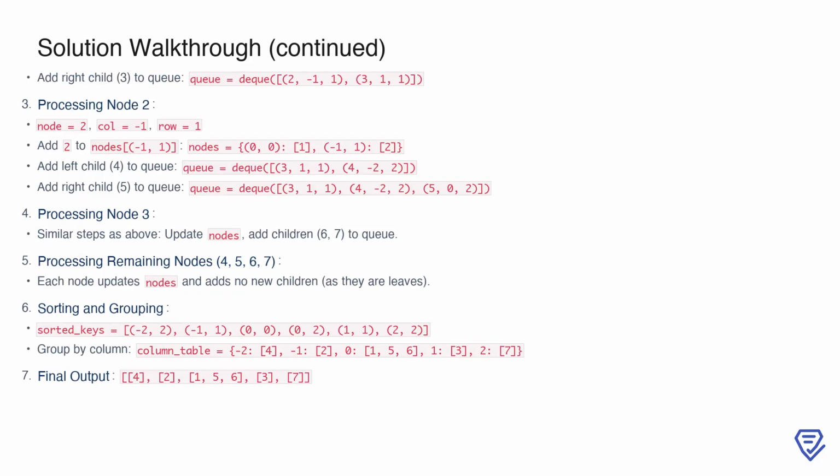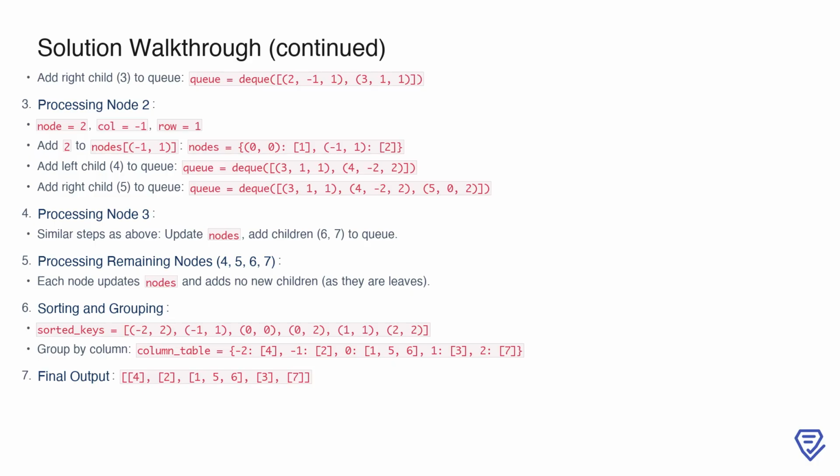After processing node 1, we move to node 2. Since it is at column -1 and row 1, we add its value to the nodes dictionary under the key -1, 1. We then enqueue its left child, node 4, at column -2 and row 2, as well as its right child, node 5, at column 0 and row 2. Similarly, when processing node 3, which is at column 1 and row 1, we update the dictionary and enqueue its children, nodes 6 and 7, at columns 0 and 2, and rows 2 and 2, respectively. For the leaf nodes 4, 5, 6, and 7, we simply add their values to the dictionary under their respective keys without enqueuing further children.